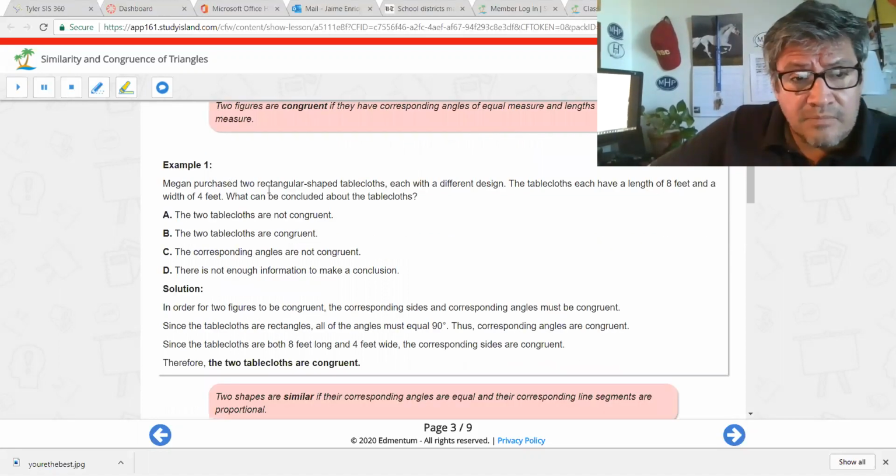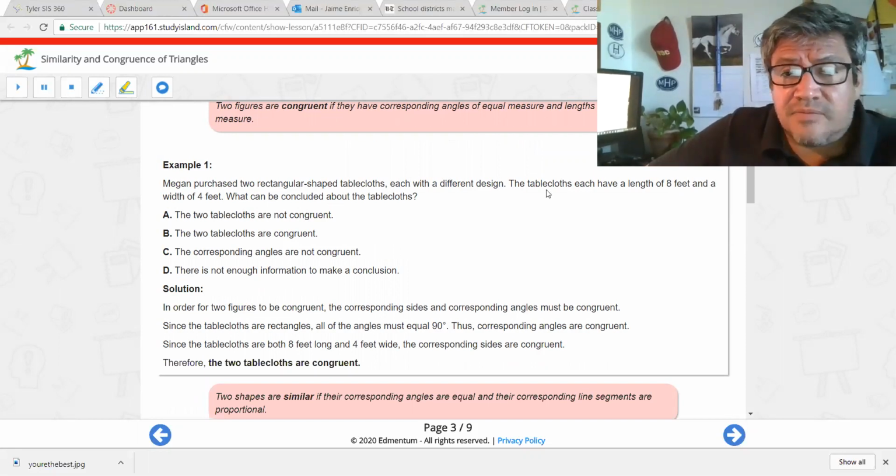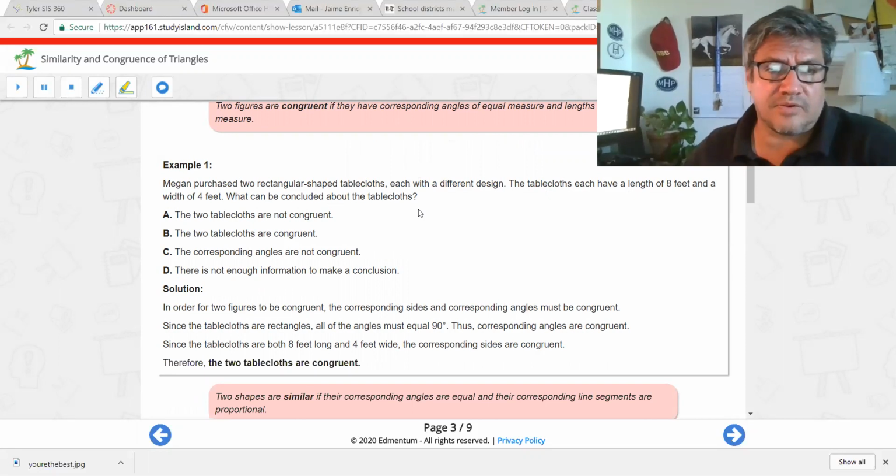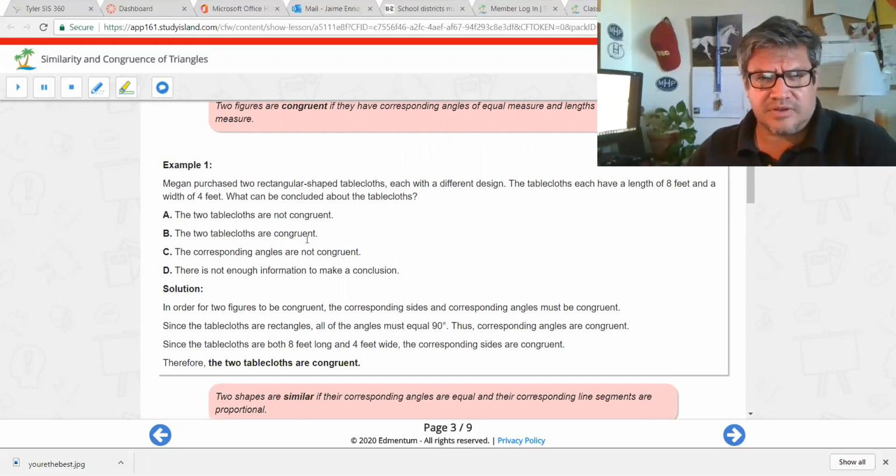Example 1. Megan purchased 2 rectangular shaped tablecloths, each with a different design. The tablecloths each have a length of 8 feet and a width of 4 feet. What can be concluded about the tablecloths? And we're looking at the answers. Here, the 2 tablecloths are not congruent, the 2 tablecloths are congruent, the corresponding angles are not congruent, there's not enough information to make a conclusion. I think we can safely say the 2 tablecloths are congruent, which is the highlighted part here.